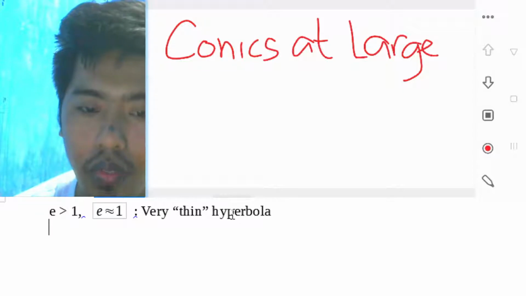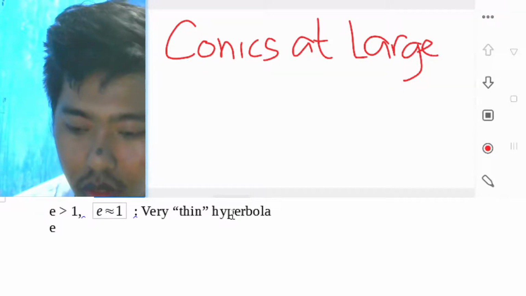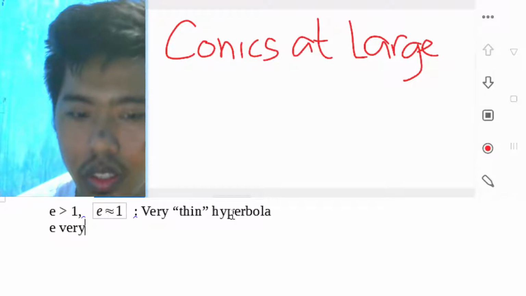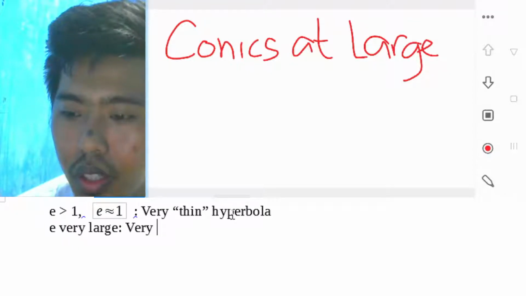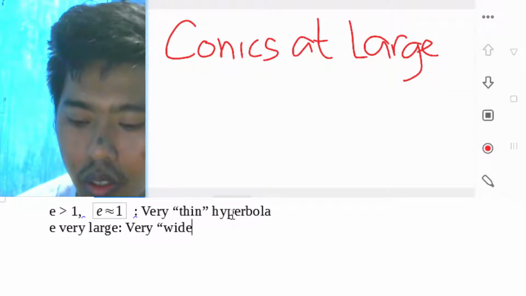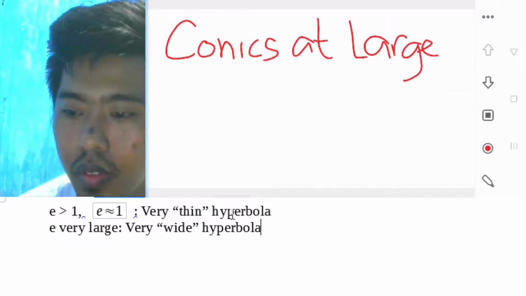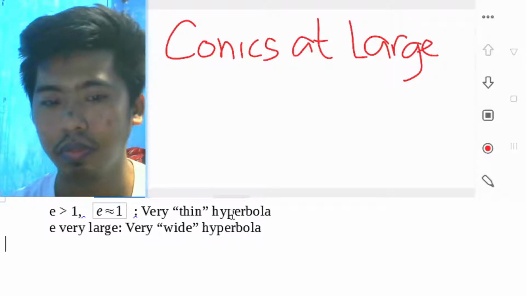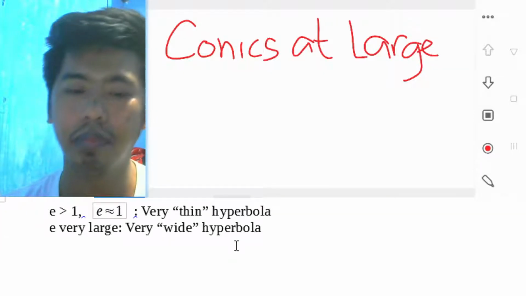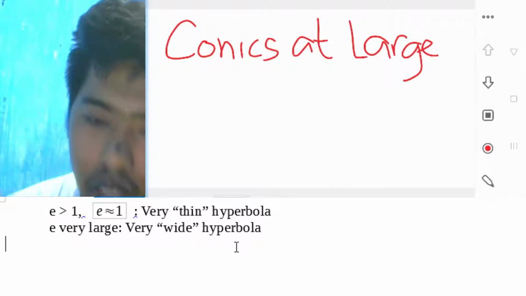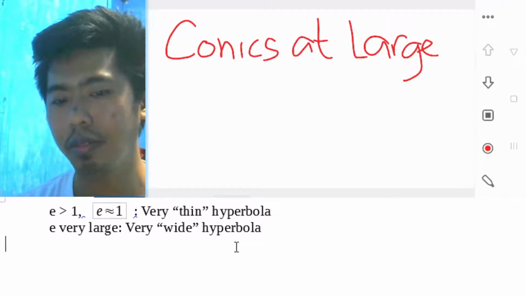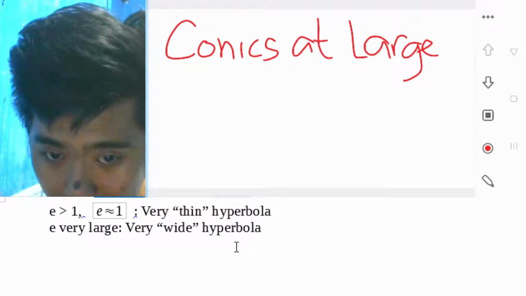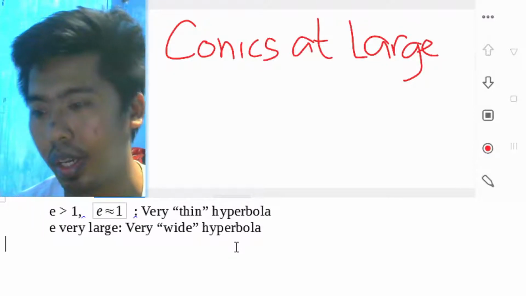Okay, now if the E is very large, then this is a very wide hyperbola. So if it is very thin, that is if the E is almost 1 but greater than 1, then it's a very thin hyperbola, and if it's very large, then that would be a wide hyperbola.